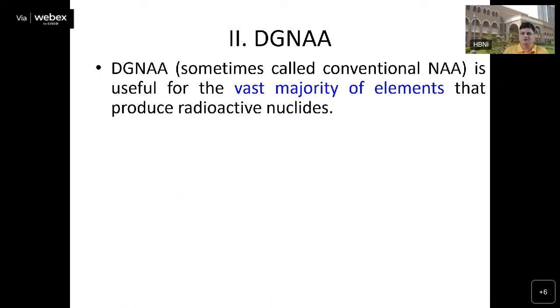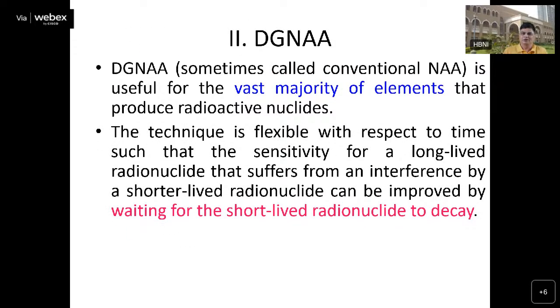In delayed gamma neutron activation analysis, or now what we call neutron activation analysis, a vast majority of elements produce radioactive nuclides. This technique is flexible with respect to time, such that the sensitivity for a long-lived radionuclide that suffers from interference by a short-lived radionuclide can be improved. Because when you bring your sample and keep it for a cooling time, all this short-lived radioactivity decays.